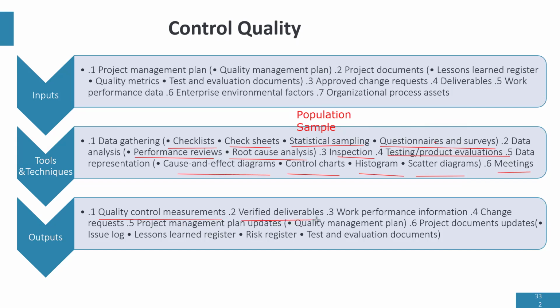What are verified deliverables? Verified deliverables are products. You can see in the input, they are just called deliverables. But when they pass quality control, they are called verified deliverables. So the main output of control quality is the quality control measurements and the verified deliverables. Verified deliverables are the products that have passed quality control.